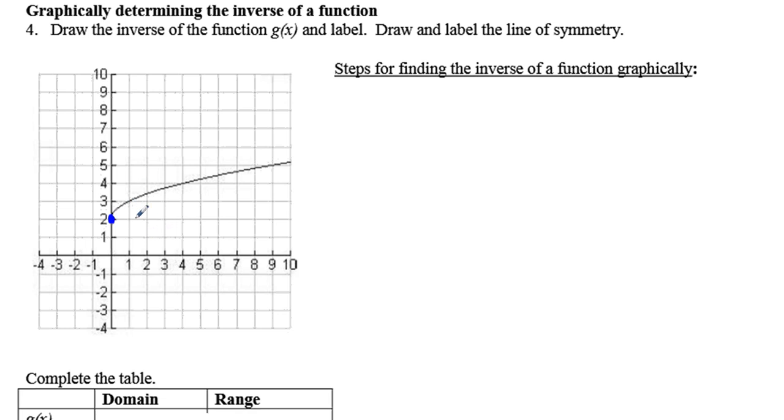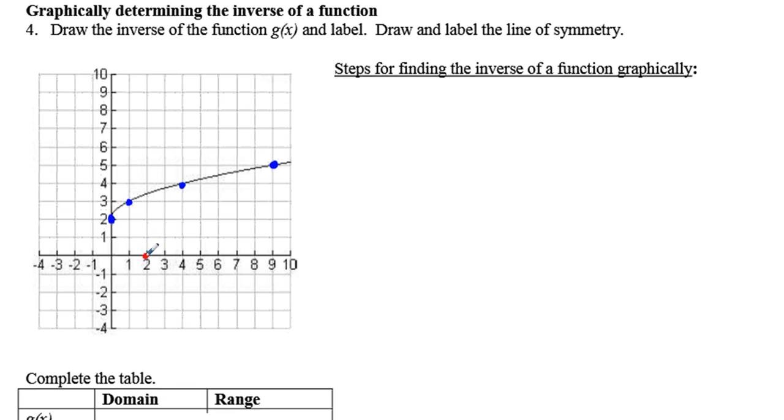So hopefully you've taken time to identify (1, 3), (4, 4), and (9, 5). Those are our points. So I'm going to switch x and y for each one of those points. I'll do those in red. So instead of having (0, 2), I have (2, 0).